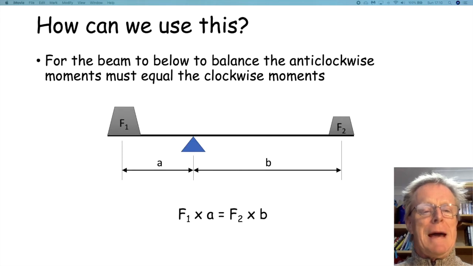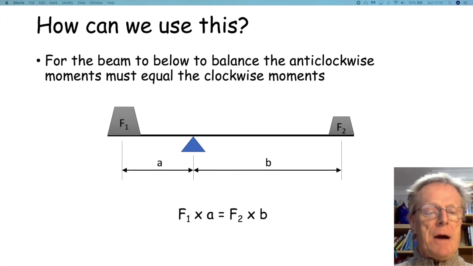We've got a beam here which has got two forces on it which are different distances from the actual pivot point, and for it to balance, force 1 times A must equal force 2 times B.